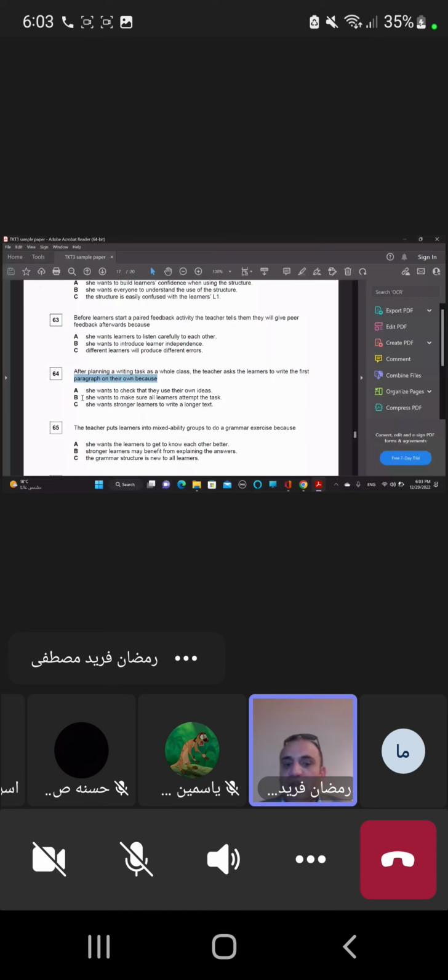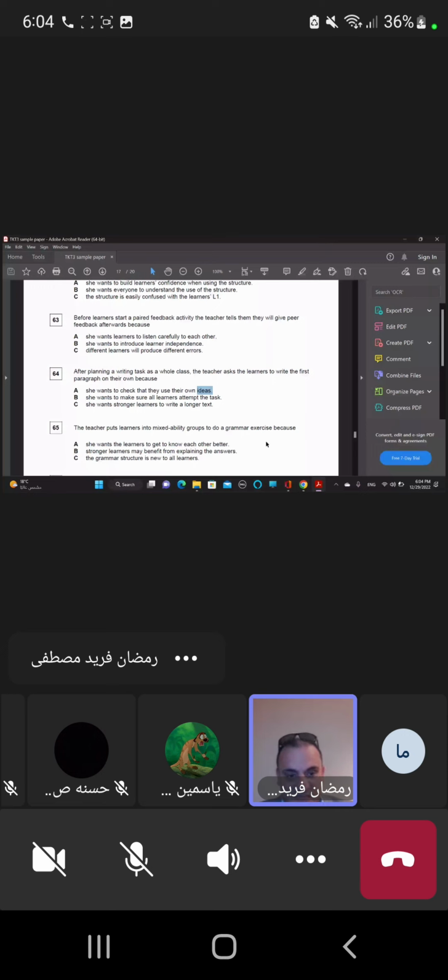All attempt the task, but on their own, here focus on the process, which may not be available here. Everybody may actually do it, meaning everybody will do the task, but they might not choose their own or use their own ideas, and still everybody is doing the task. Clear? Thank you. Okay, the next one: the teacher puts learners into mixed ability groups to do a grammar exercise because.